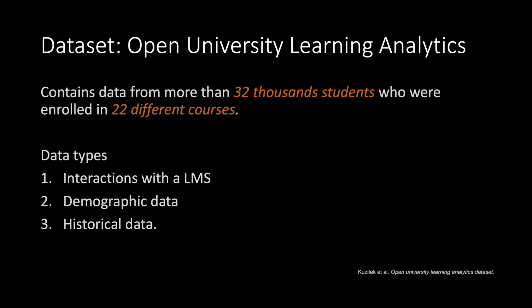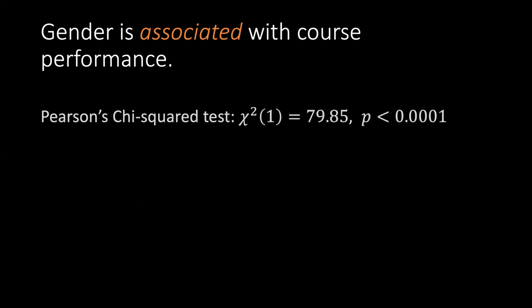So since most papers based on this dataset or other similar datasets used gender as an input feature to predict performance, we first wanted to test if gender correlates with course performance. And the answer was yes, we found correlation between gender and performance. So the next question is whether this association was causal.